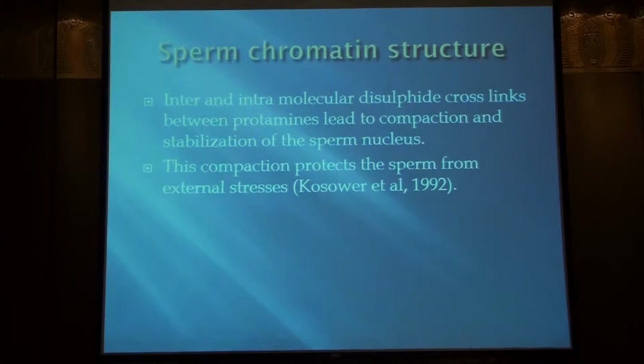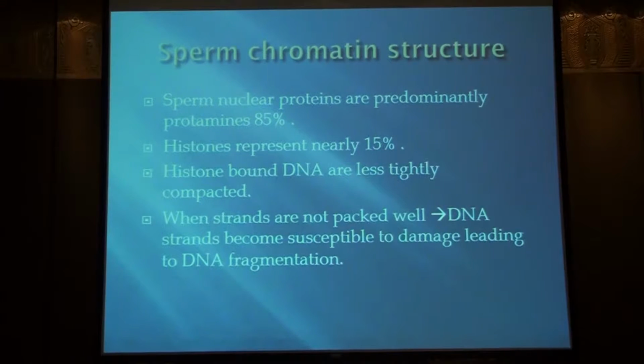Inter- and intramolecular disulfide crosslinks between protamines lead to compaction and stabilization of the sperm nucleus. This compaction protects the sperm from external stresses. The sperm nuclear proteins are predominantly protamines, representing 85%. Histones represent nearly 15%.